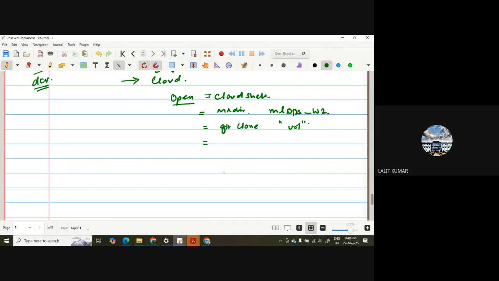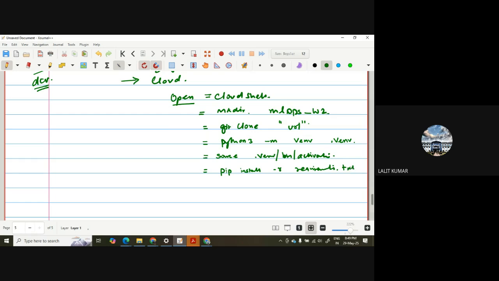Then you make your virtual environment, python3 -m venv, and you give the name, for example, .venv. Then you activate this virtual environment by saying source .venv, which is the name, /bin/activate. And now you pip install all your requirements, requirements.txt.